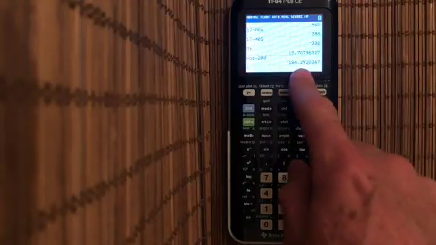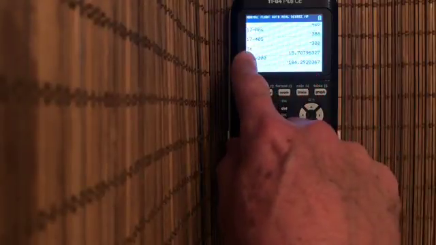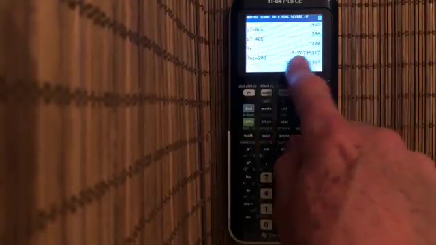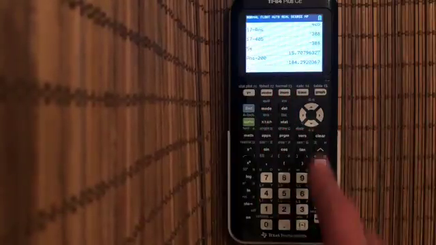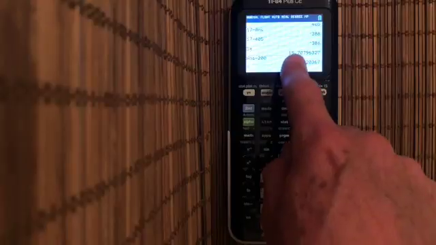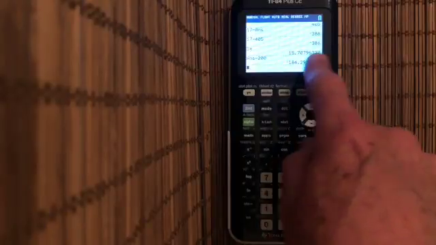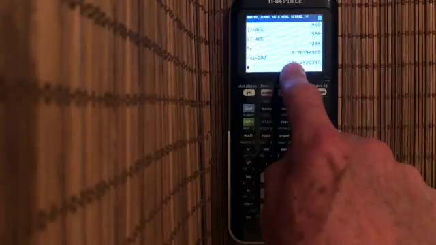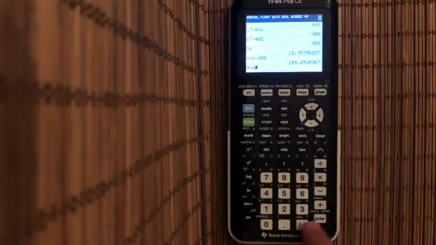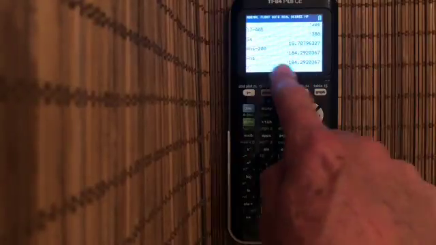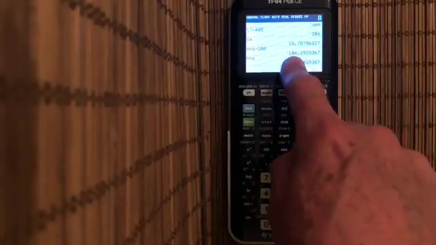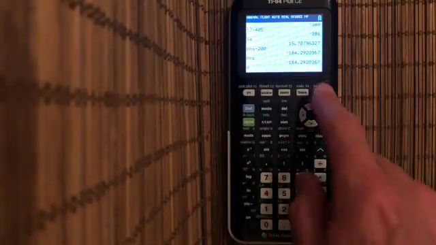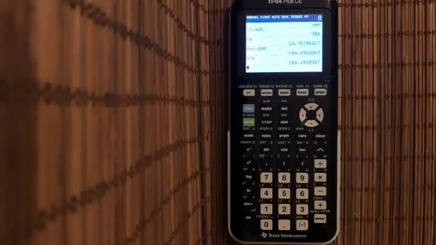Now just be careful. If I again need to use the answer of 5 times pi, which is this one right there, if I use the answer key, it's not going to be pointing to that 15.7, etc. It's going to be pointing to the previous answer. And you see that? So the answer key is always going to access the last value computed. So you just be very careful with that.